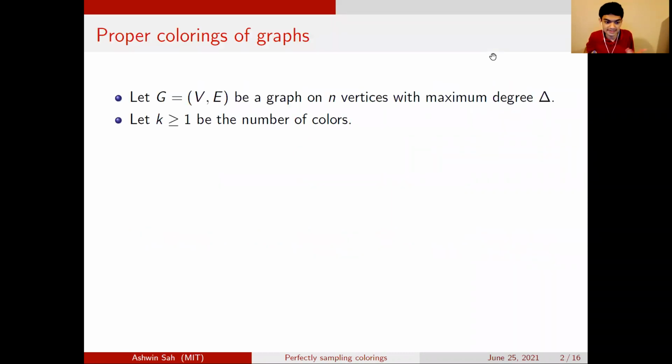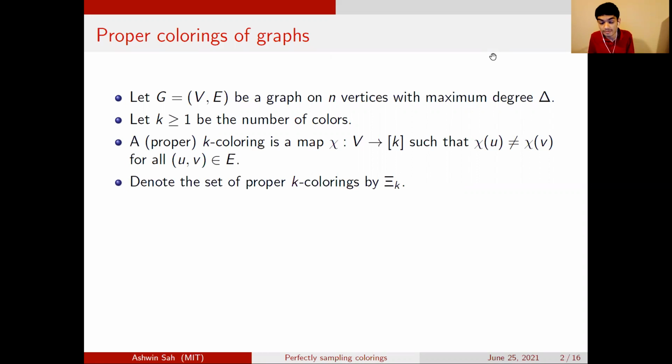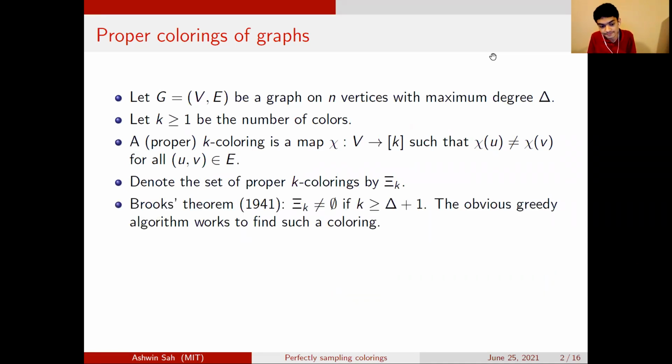So to begin with, let's take a graph with maximum degree delta, and let's look at k colorings of this graph. Just to recall, a proper k coloring is a map chi from the vertex set to 1 through k, such that two adjacent vertices, u and v, do not have the same color, chi of u, chi of v. Let psi sub k be the set of proper k colorings.